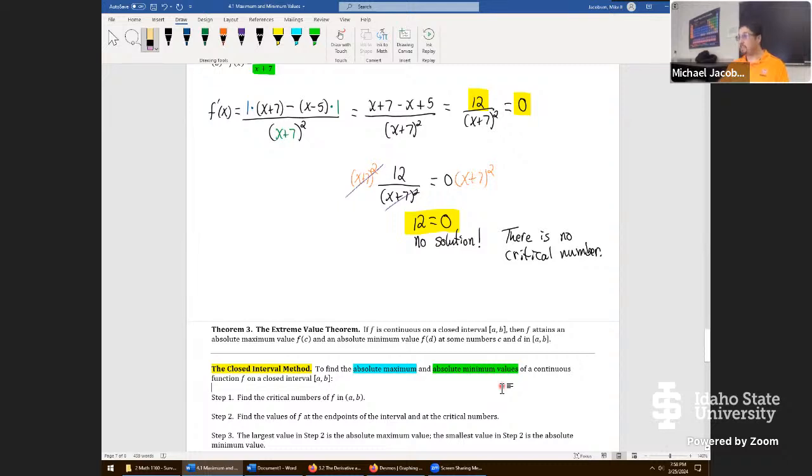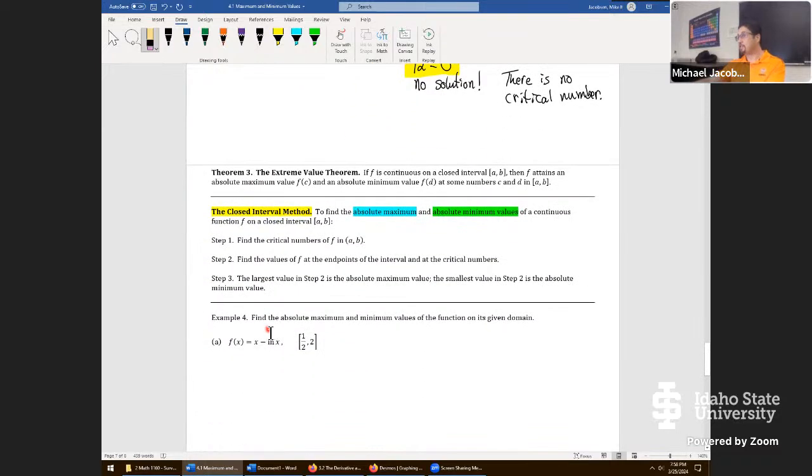Okay, so this method is based off the extreme value theorem that we were just looking at. It's based off critical numbers, so it's motivated by Fermat's theorem. And here's how it goes.